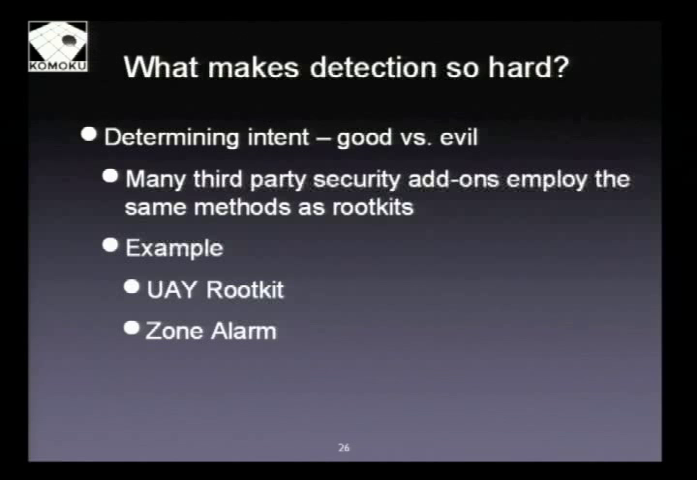And so what do you do? The other problem is, as I've talked about, security technology is dual use. There's a rootkit from China out there that provides a backdoor called UAY. This particular rootkit basically uses the same techniques that ZoneAlarm uses. So how do you differentiate between UAY and ZoneAlarm? There are ways, but it's not the most straightforward thing in the world.